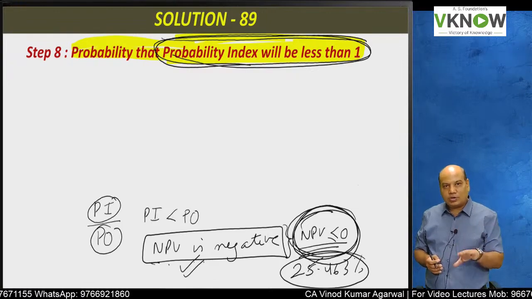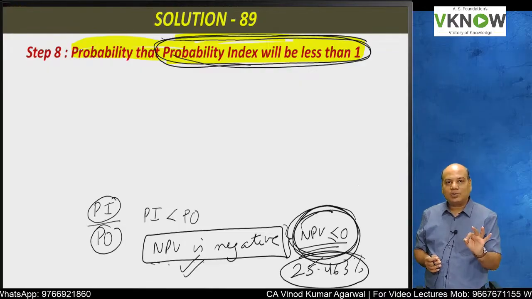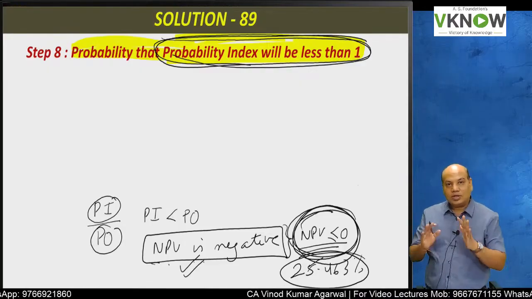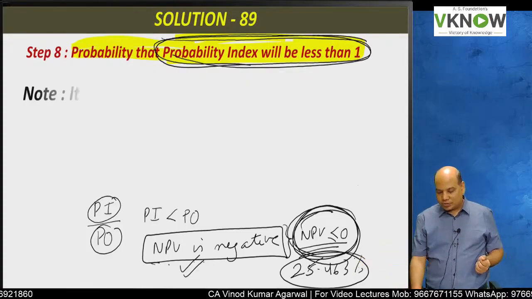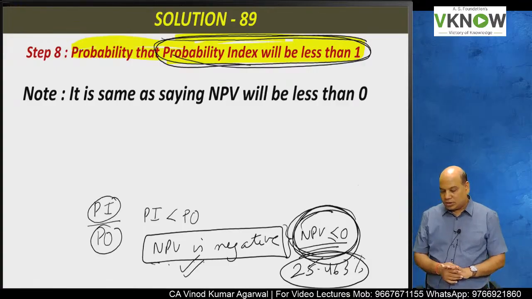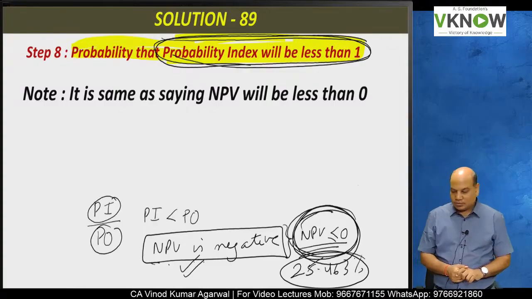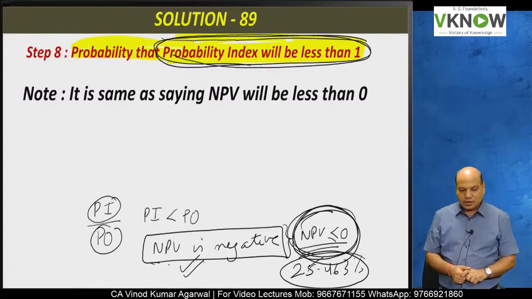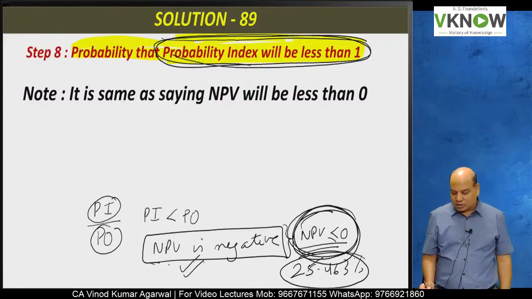But if he changes the question and says what is the probability that profitability index will be less than 1, he is asking you the same question. How can your answer change? Write down below. It is same as saying NPV will be less than 0.